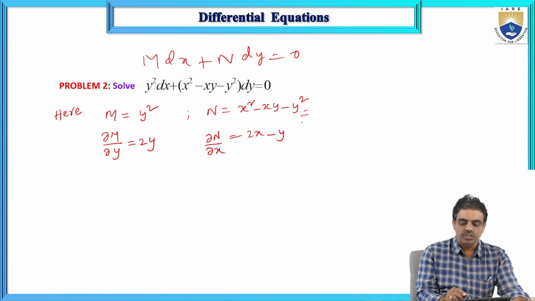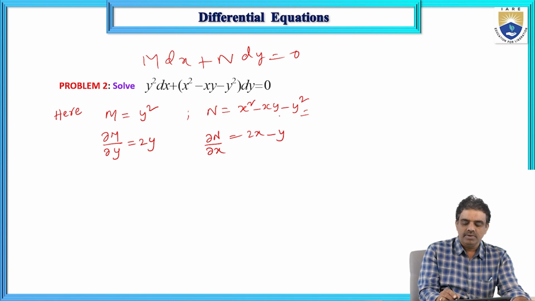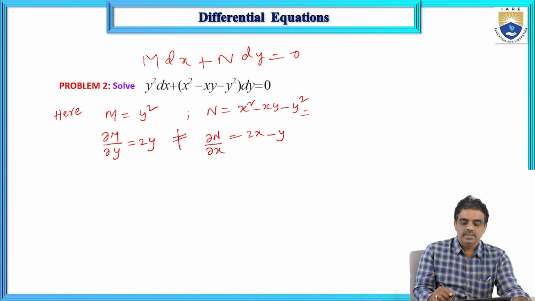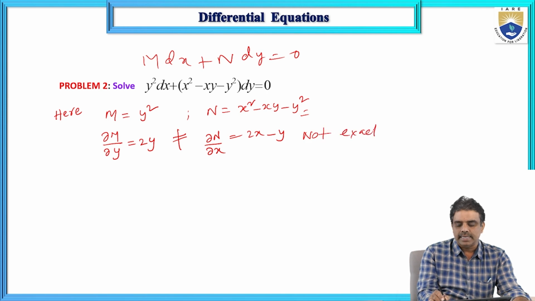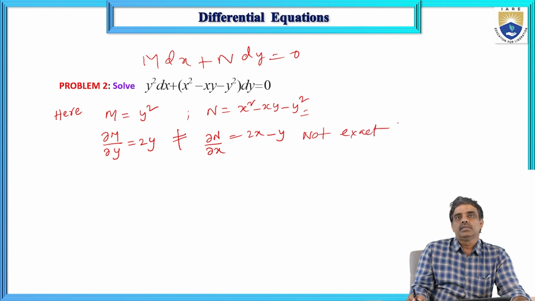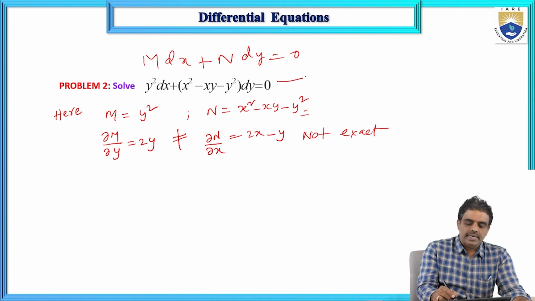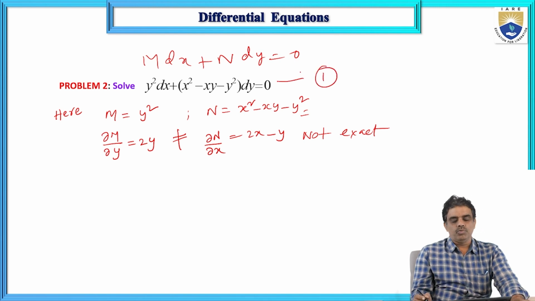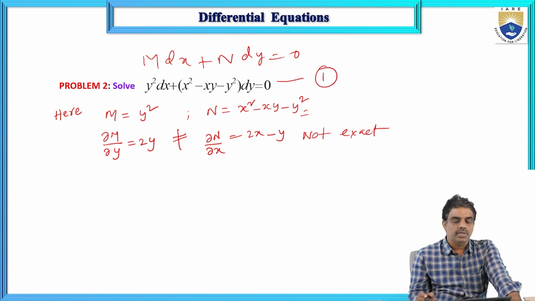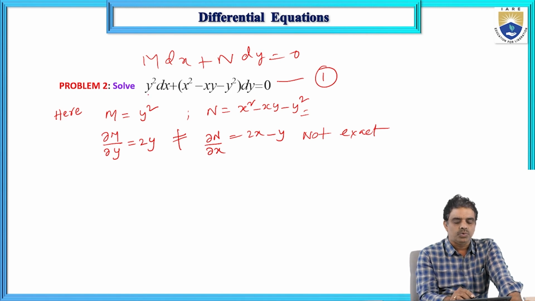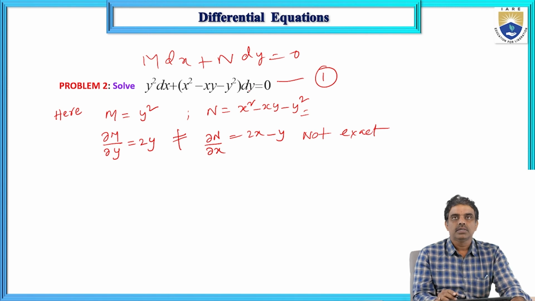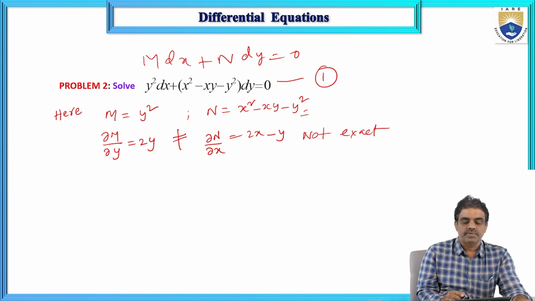So the derivative is 0. Here x is 1, y will be constant. So 2x minus y, and these two are not equal. That means the equation is not an exact equation. Moreover, you can say that equation 1 is a homogeneous differential equation, because the dx coefficient is a 2-degree function and the dy coefficient is also a 2-degree function. So it is a homogeneous differential equation.